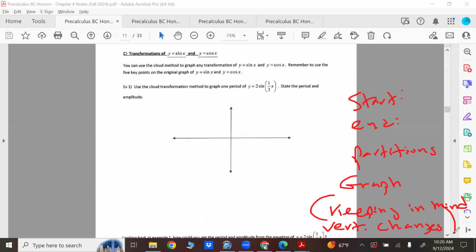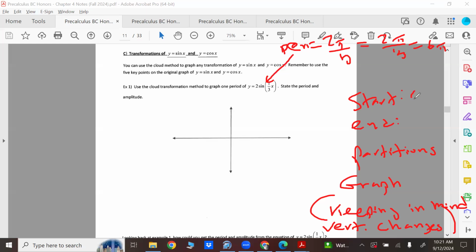This is what I like to do. Figure out where to start the graph, figure out where to end the graph, partition, and let's graph. But keep the vertical changes in mind. So if you think about it, the 1/3, that's a transformation, right? So what does that do horizontally? It stretches it, right? By a factor of what? So if the period was originally 2 pi, now the period is going to be 6 pi. Or period could be 2 pi over b. So 2 pi over 1/3, which is 6 pi. But did we shift horizontally? Was there an h value? No.